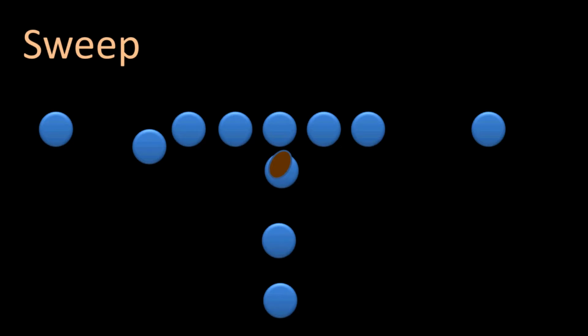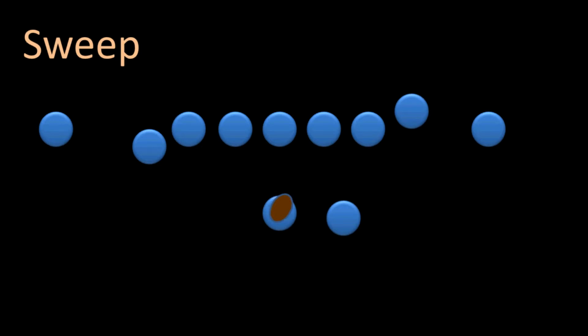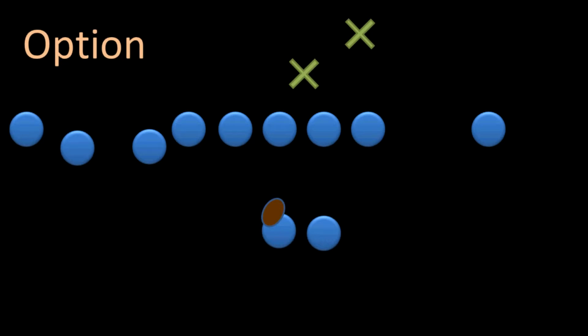If he is going towards the outside, rather than handing him the ball, the quarterback can pitch the ball to the running back, and it would still count as a run. This type of play would be called a sweep play. The next type of play is a bit of a combination of the keeper and the pitch play, and this is called the option.